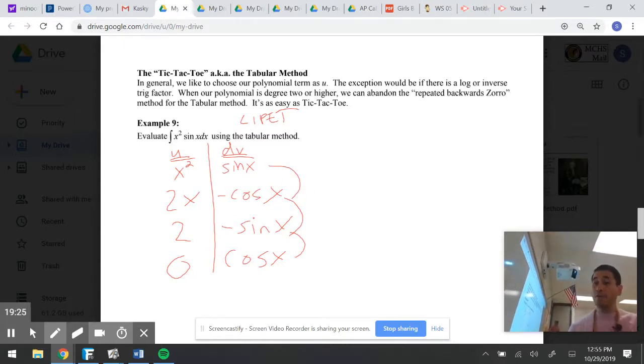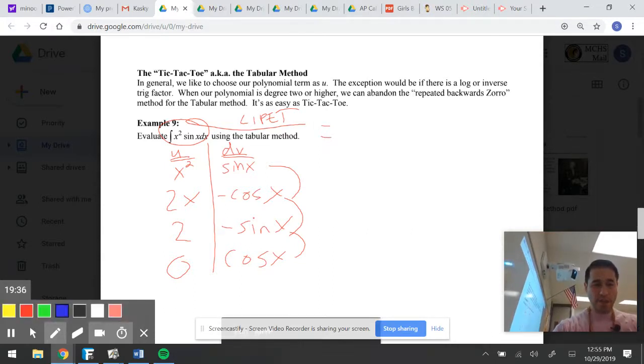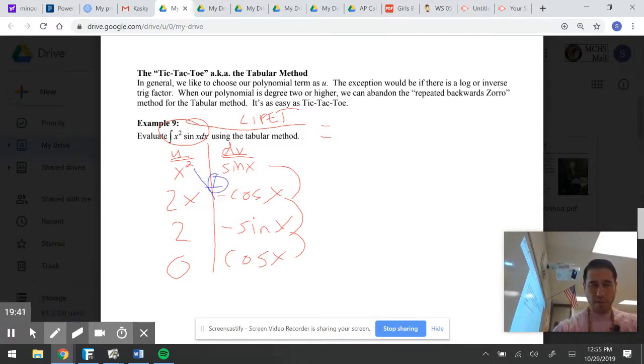And now here we go. This is what we call the tabular method. So believe it or not, the answer to this problem is equal to this. Check it out. I'm going to make a different color here, and you go diagonal, and that's going to be a plus sign right there.